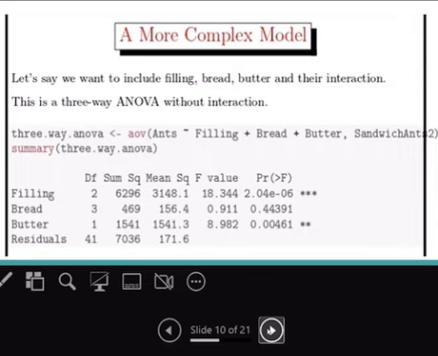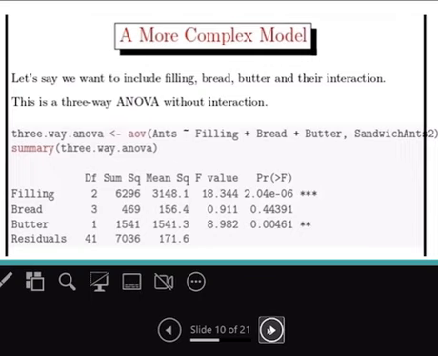The first factor is the type of sandwiches. There are three levels of them. That's why the degree of freedom is two. The second factor is the type of bread. There are four levels of them. That's why the degree of freedom is three. The third factor is the butter, whether it has butter or not. That's yes or no, two levels. That's why the degree of freedom is one.